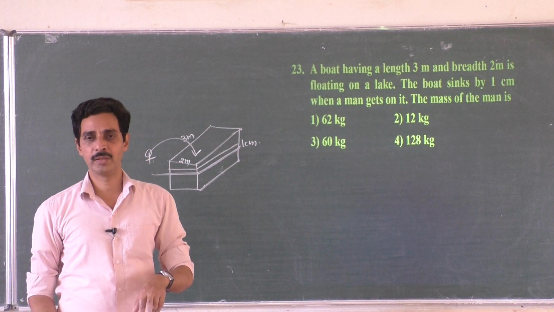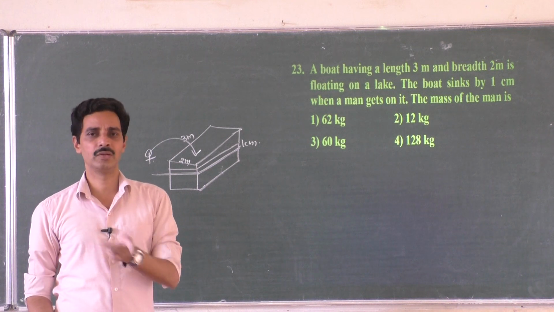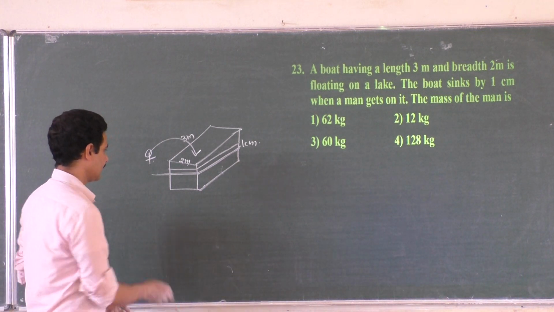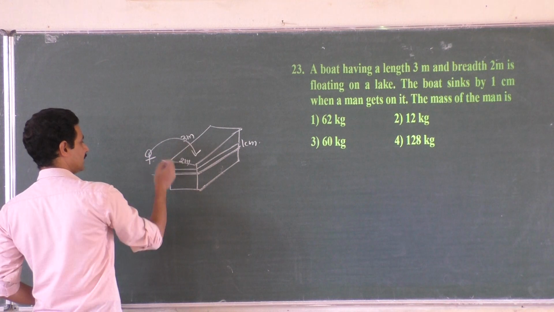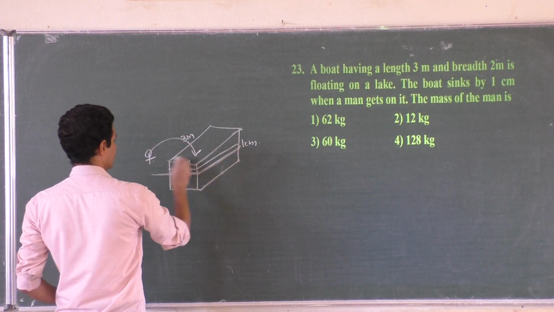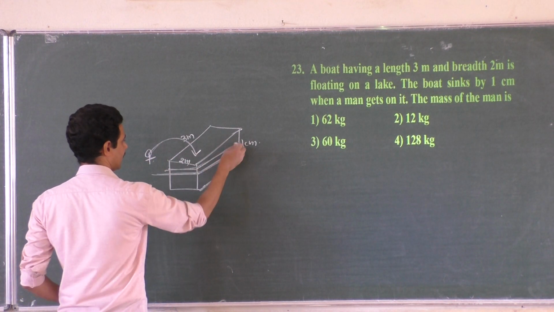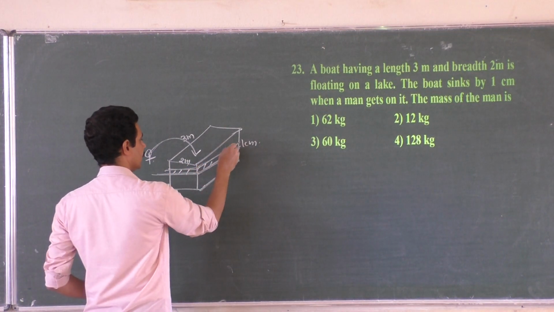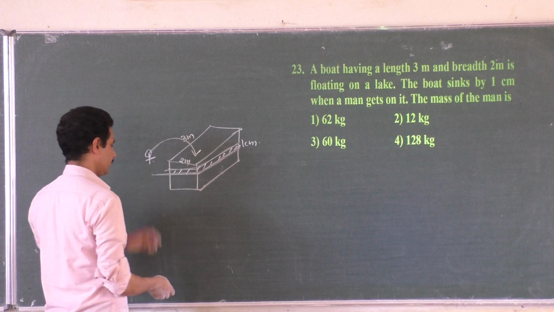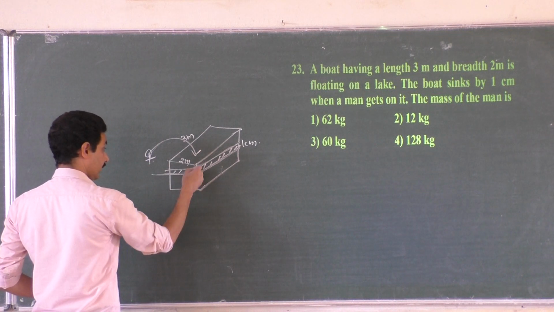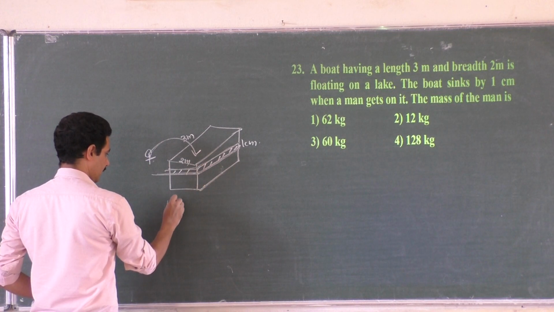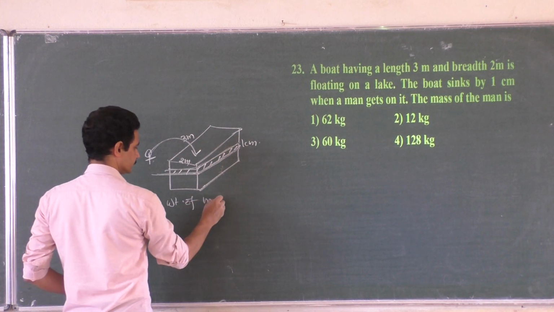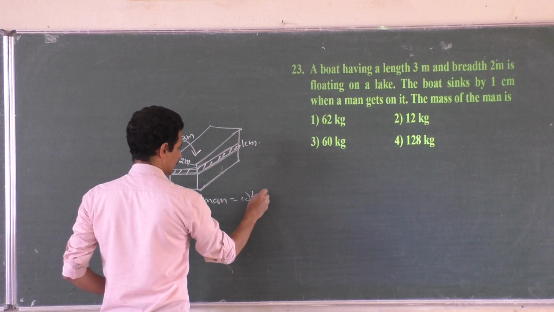Man is floating on the boat. The weight of the man is equal to weight of the displaced liquid. Can I write it like that? Because when the man was not there, the water level was here. When the man gets into it, water level rises. So that extra volume of water that has been displaced is equal to weight of the man. Extra weight of the water displaced. So weight of man equals weight of water displaced.